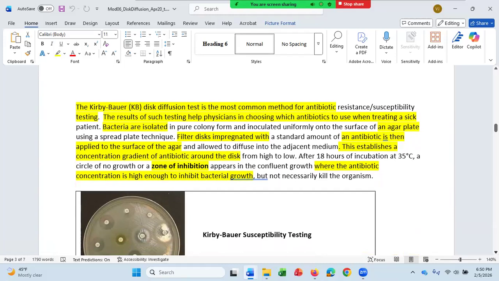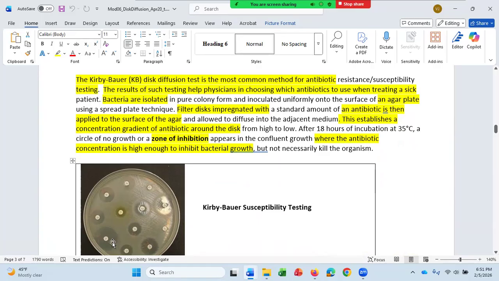The Kirby-Bauer or KB diffusion method is the most common method used for testing antibiotic susceptibility and resistance results. If a doctor wants to know which antibiotic to use against a bacterial infection, he can take the patient's bacteria causing the infection and spread it over an agar plate, spread the bacteria everywhere so the bacteria will grow in a lawn on the agar.